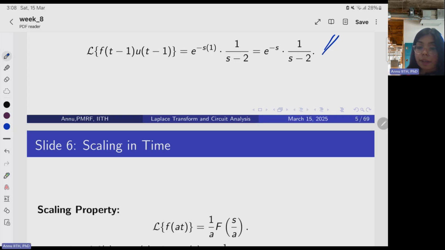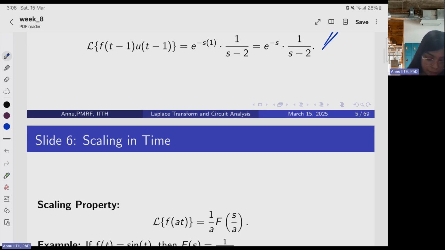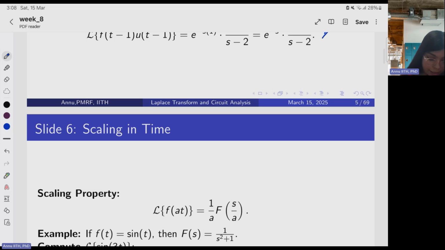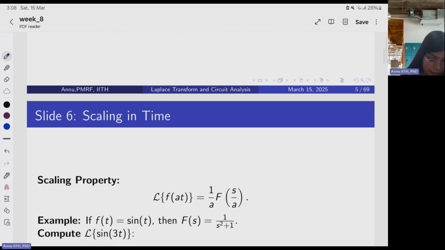So yeah, if you are given an exponential term in the s domain, then you have to find it out, that it is the shifting property in the time domain. Okay, scaling property. Using this scaling property, calculate sine of 3t.